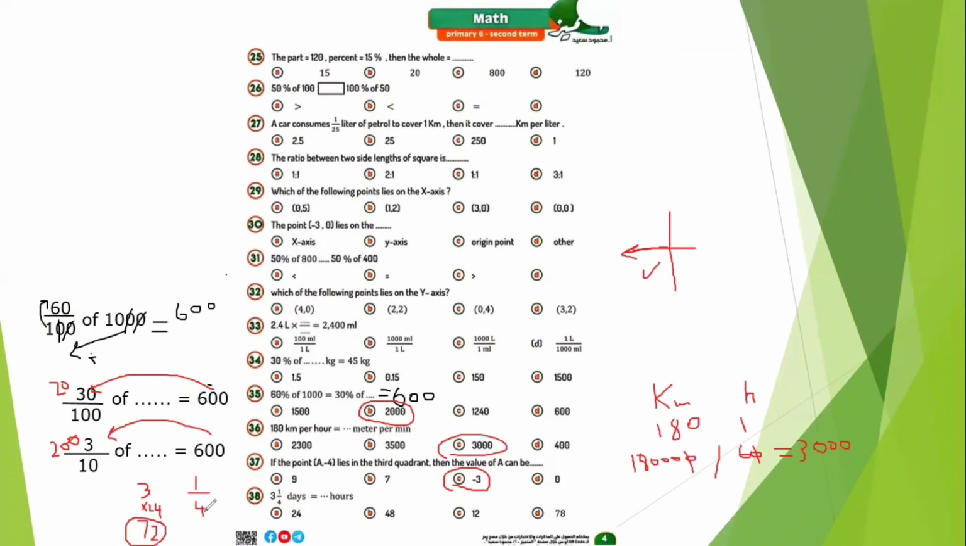Now, quarter a day. We have in each day 24 hours. So half day, 12. Quarter day, divide 12 by 2 again, it will be 6. Now we can add the number of hours. 72 plus 6 equals 78 hours.